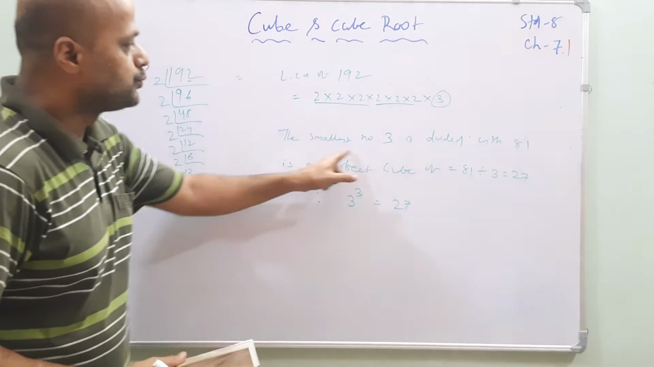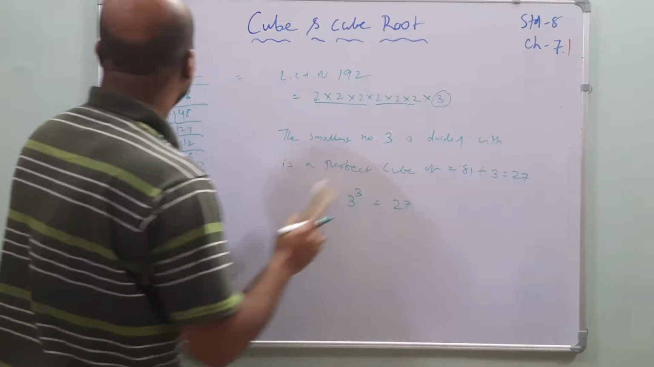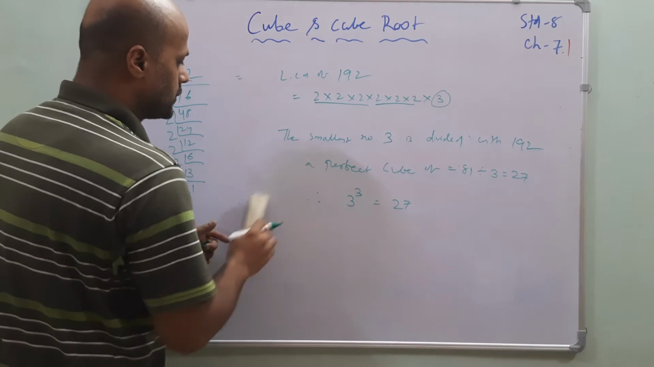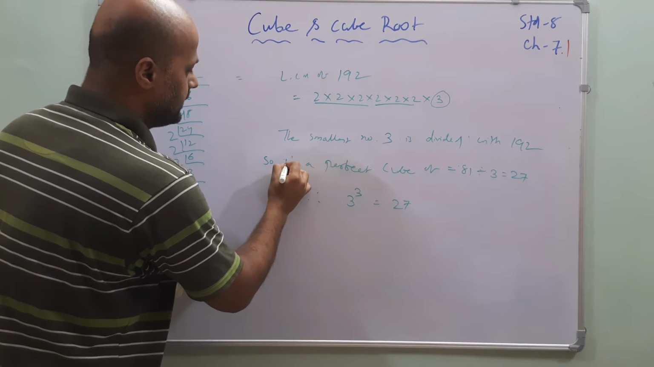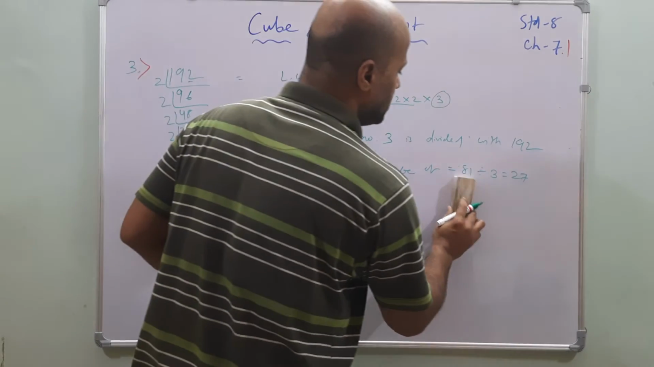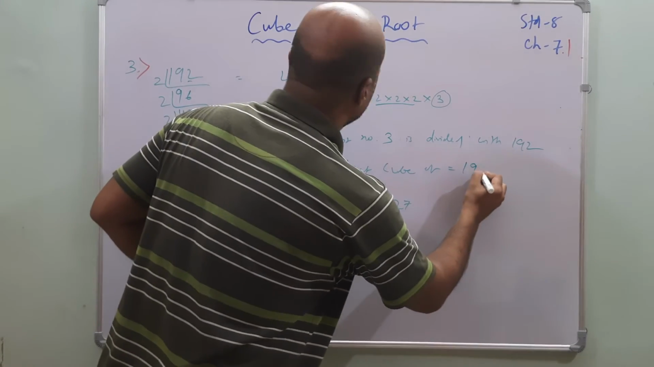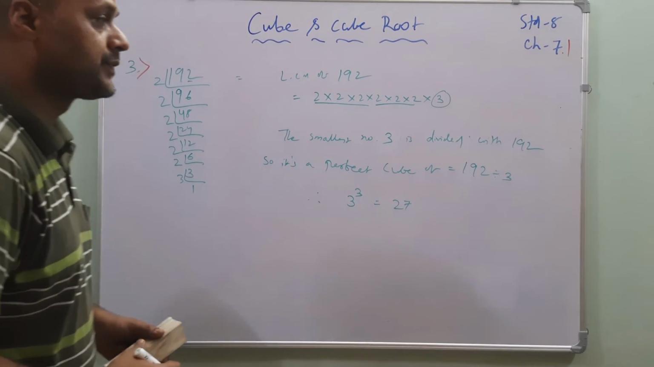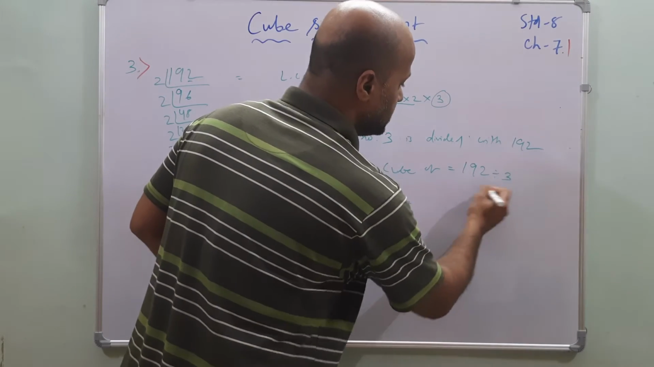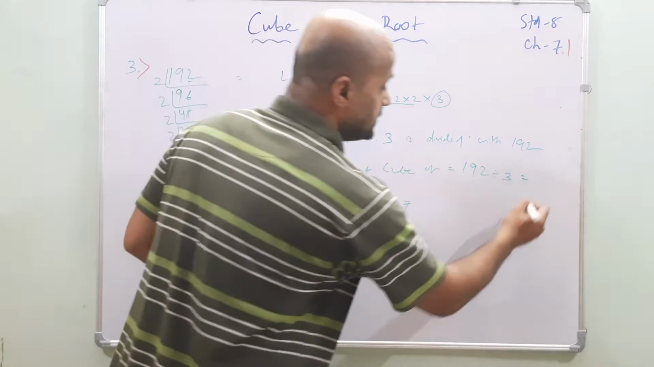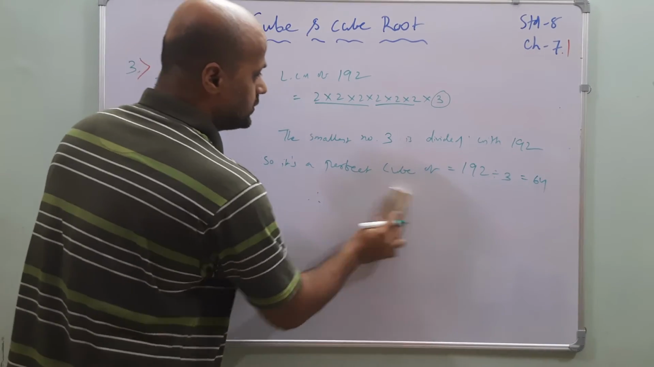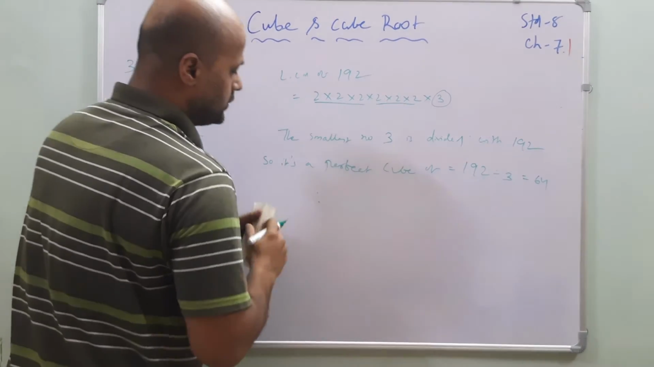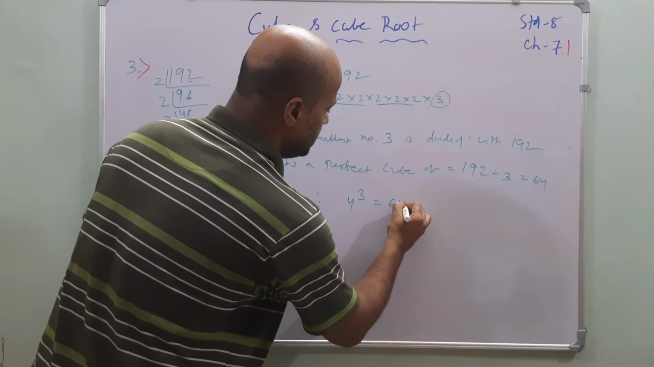So what do you have to write? The smallest number 3 is divided with 192, so it's a perfect cube of which one? That is, 192 divided by 3 is how much right now? Just tell me. It is 64. So, what is the number? Here 2 will come, so 4. So, 4 cube is equal to 64.